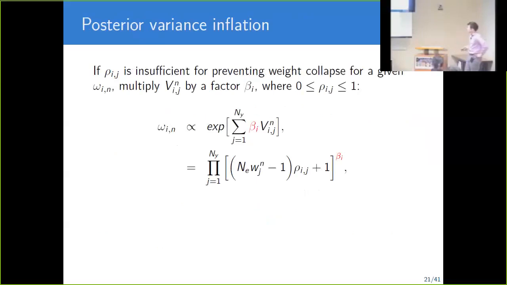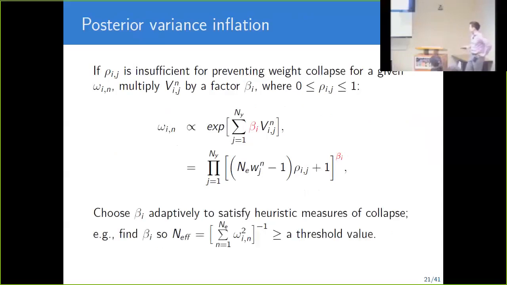The easiest way of solving this problem, or at least a first guess of what you can do to prevent weight collapse for these localized collapses, is to introduce a term beta in front of the v's. What that's going to do is directly put a cap on the variance in those v's, and it's going to prevent the weight collapse. By putting a beta in here, it's the same as introducing a beta in the exponent of these weights right here.